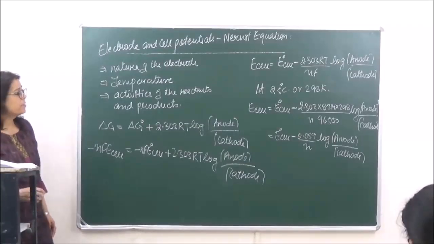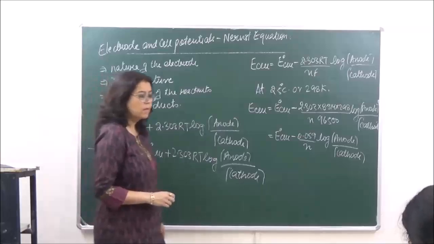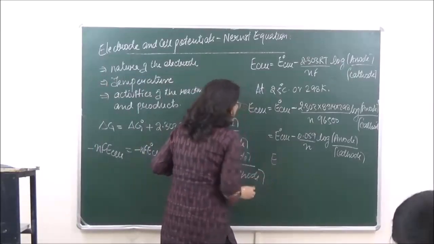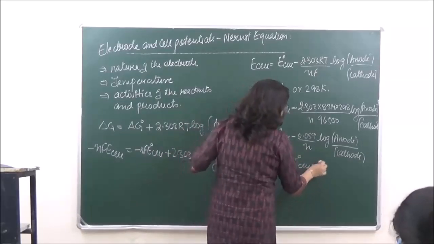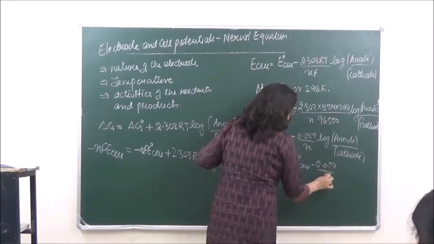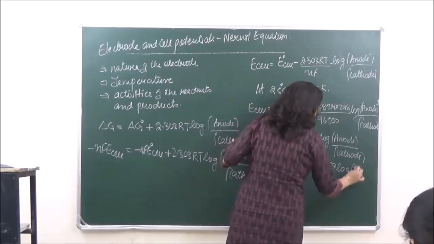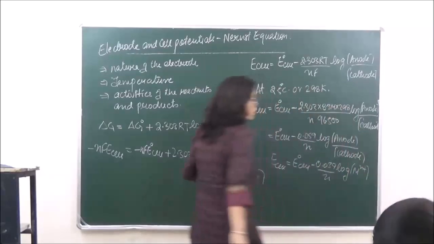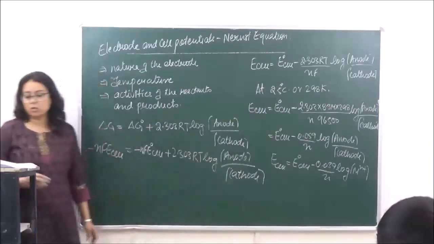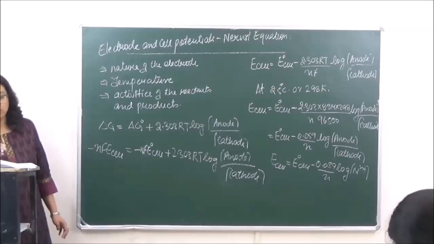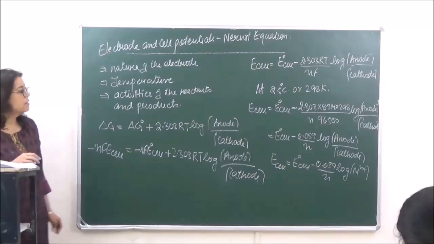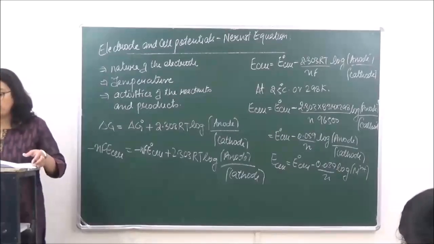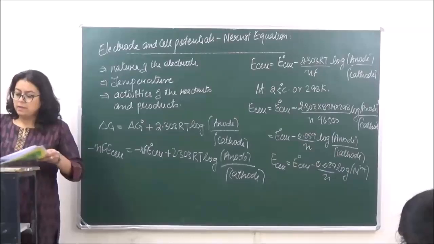Right? But if we are taking it for a single electrode system, the above reaction becomes E cell is equal to E naught cell minus 0.059 upon n log of concentration of the ionic state, Mn positive. Okay? Is it clear? So this is how we are going to calculate the Nernst equation. So we have a few questions for today. Let's see the questions.